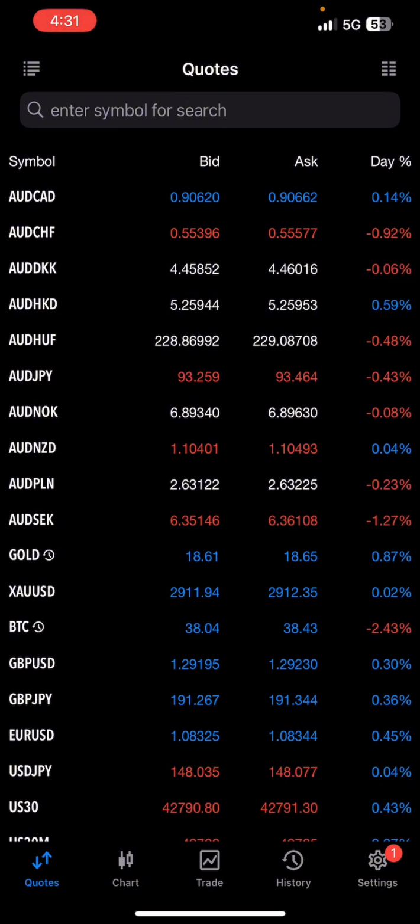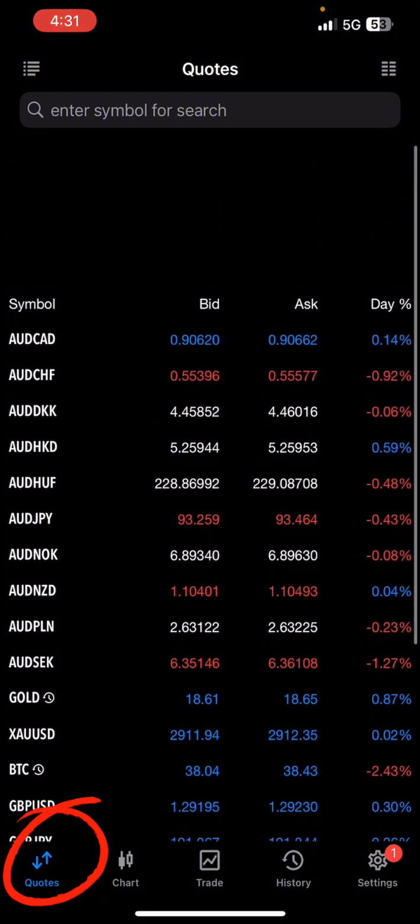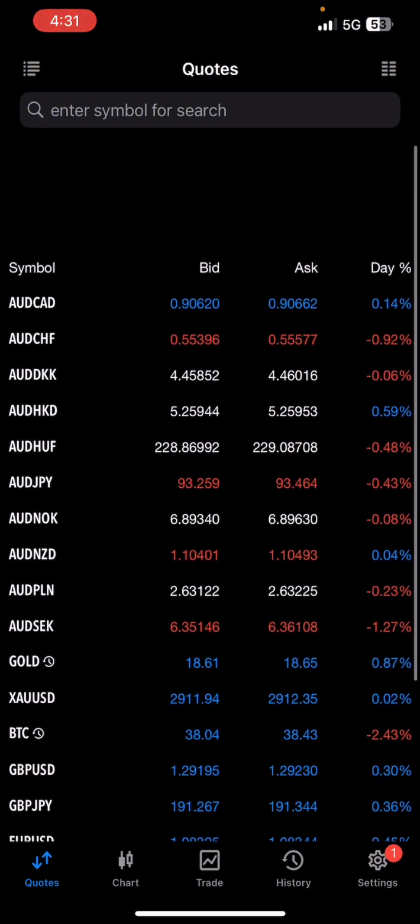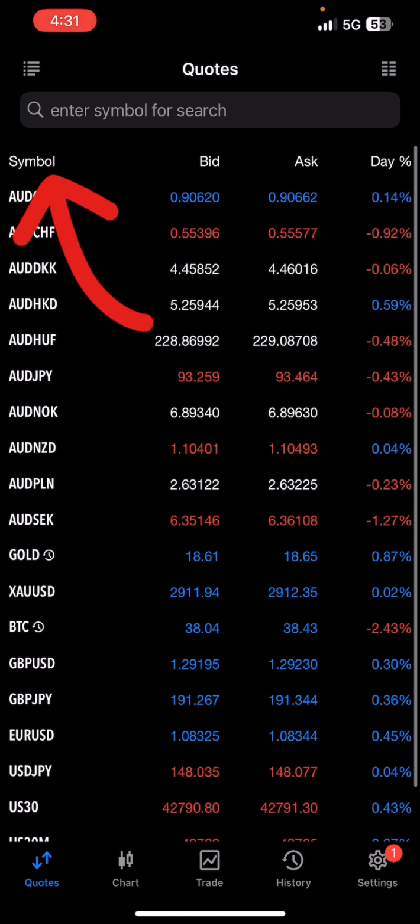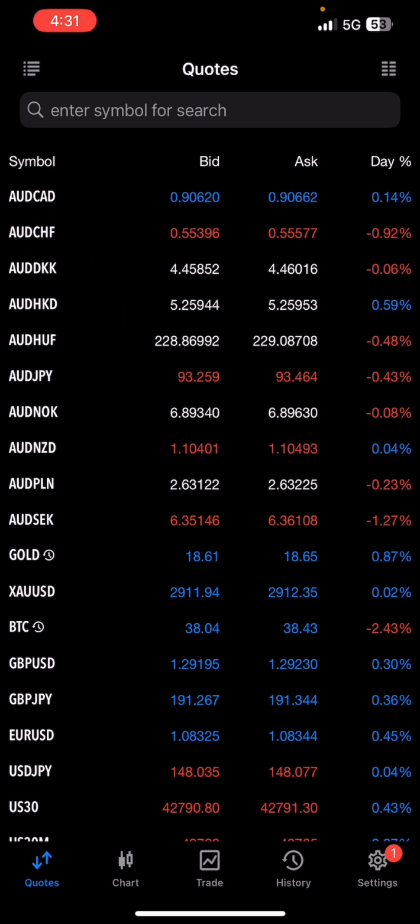So what can you do on this projector? This projector has superpowers, let's assume. So the first thing you can see here is quotes. This includes all the currencies that you've added and their different names. So the first thing is symbols, which is basically the abbreviation for the currencies. So the first two letters are the country, the next letter is the currency, the next two letters are the country, and the last letter is the currency.